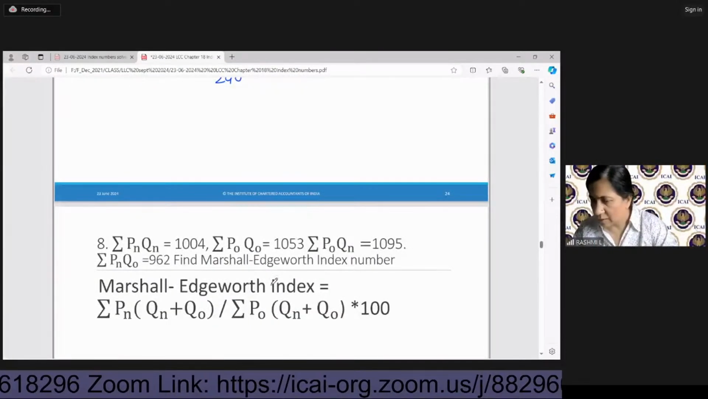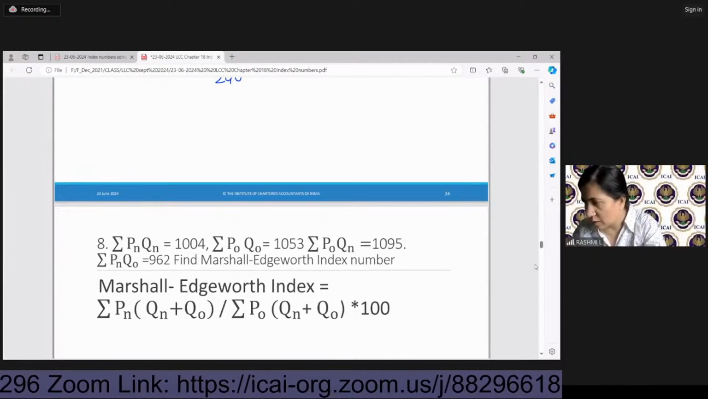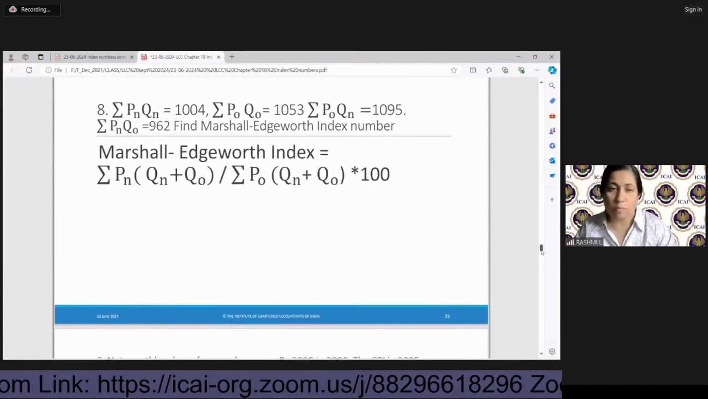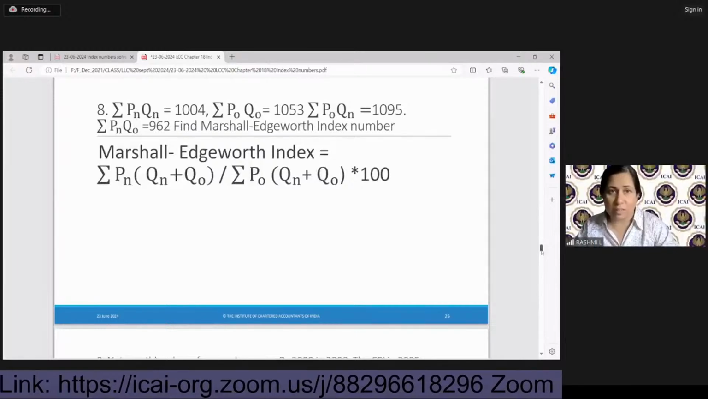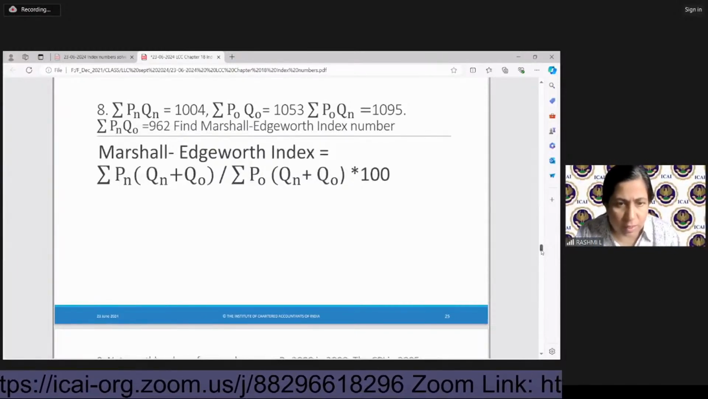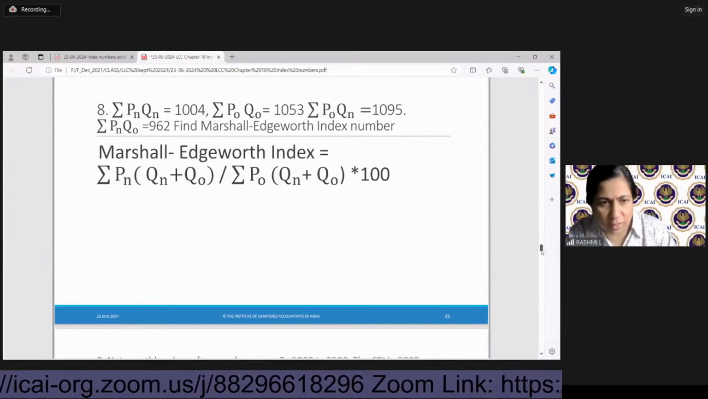Now let us try to find Marshall-Edgeworth. Now what happens in Marshall-Edgeworth is that you are finding the average, isn't it? Yes, Harshita. Yes, thank you, Harshita.